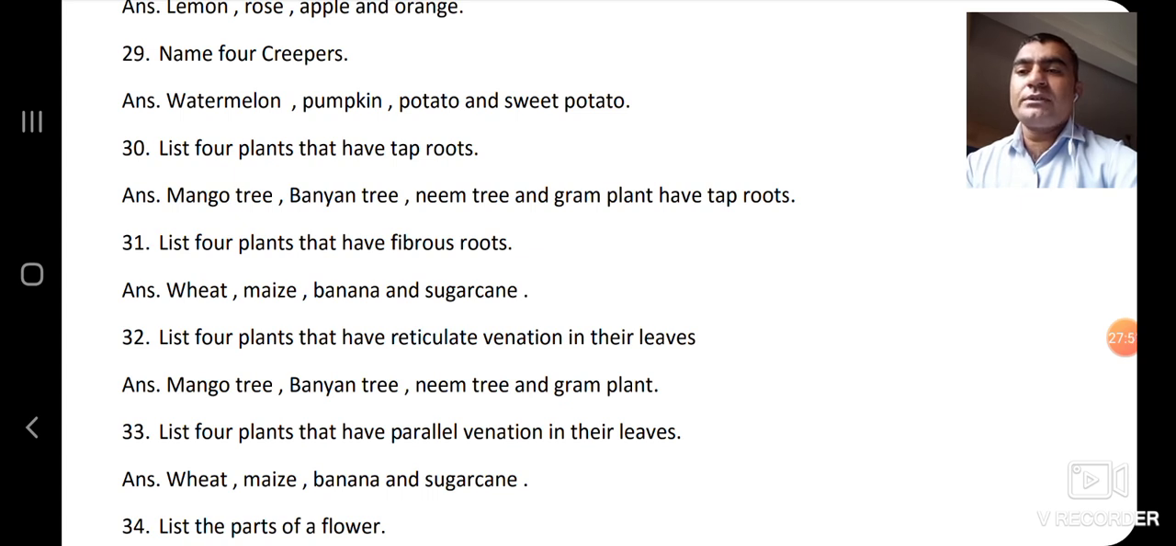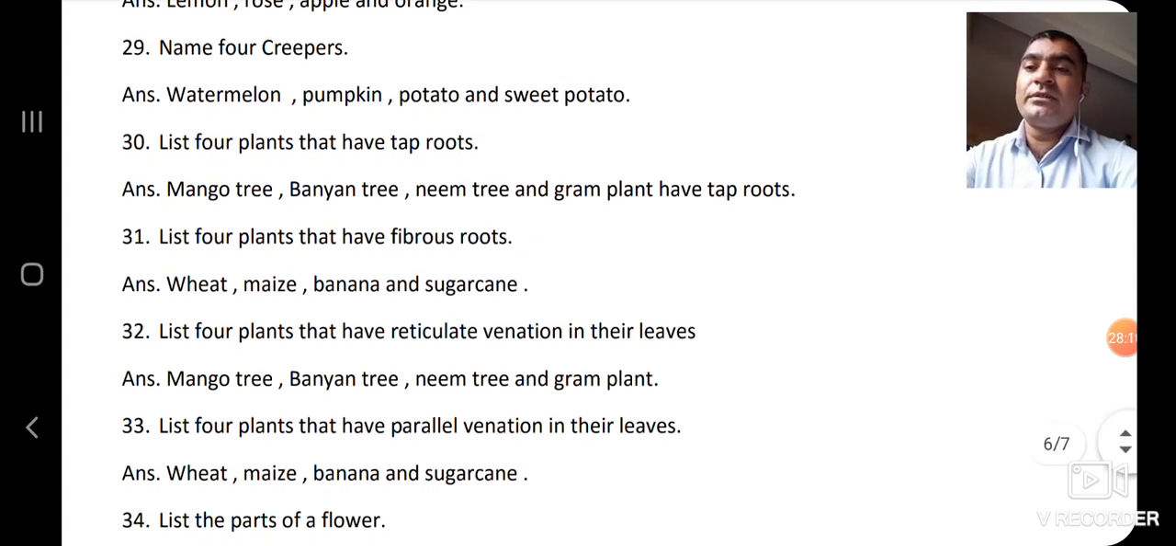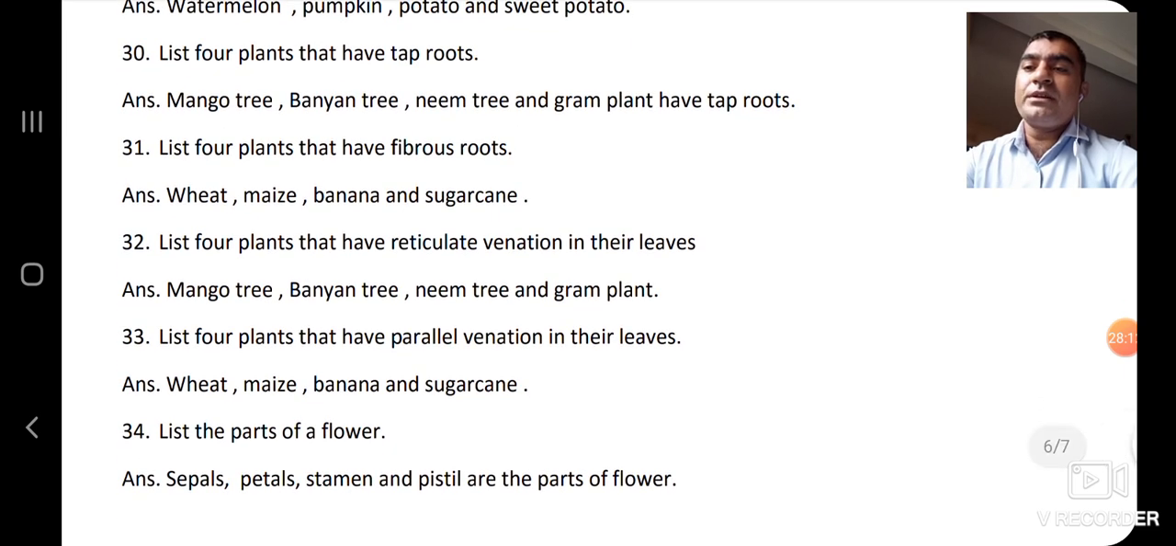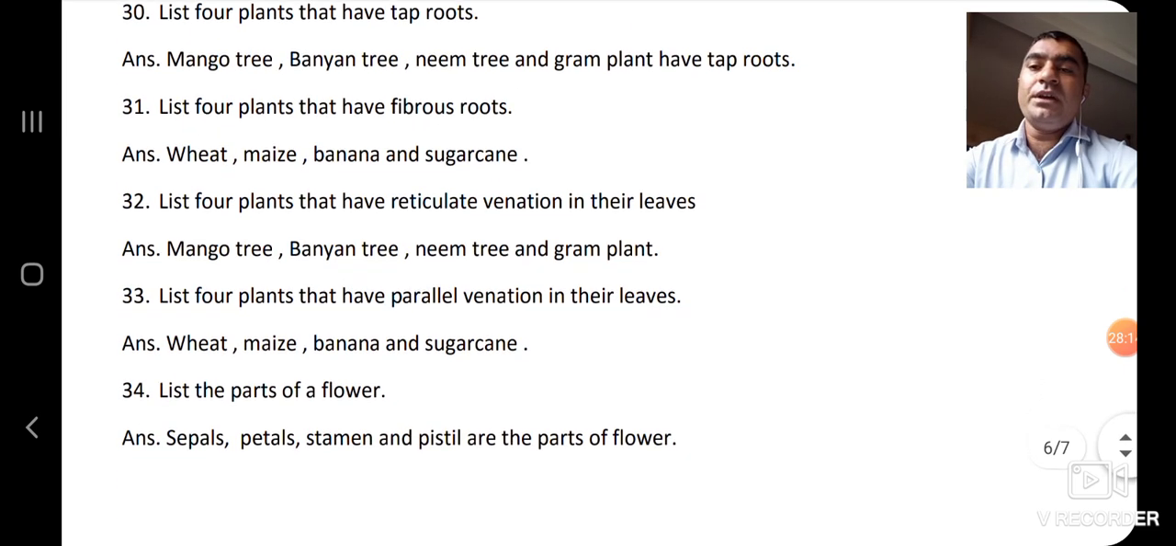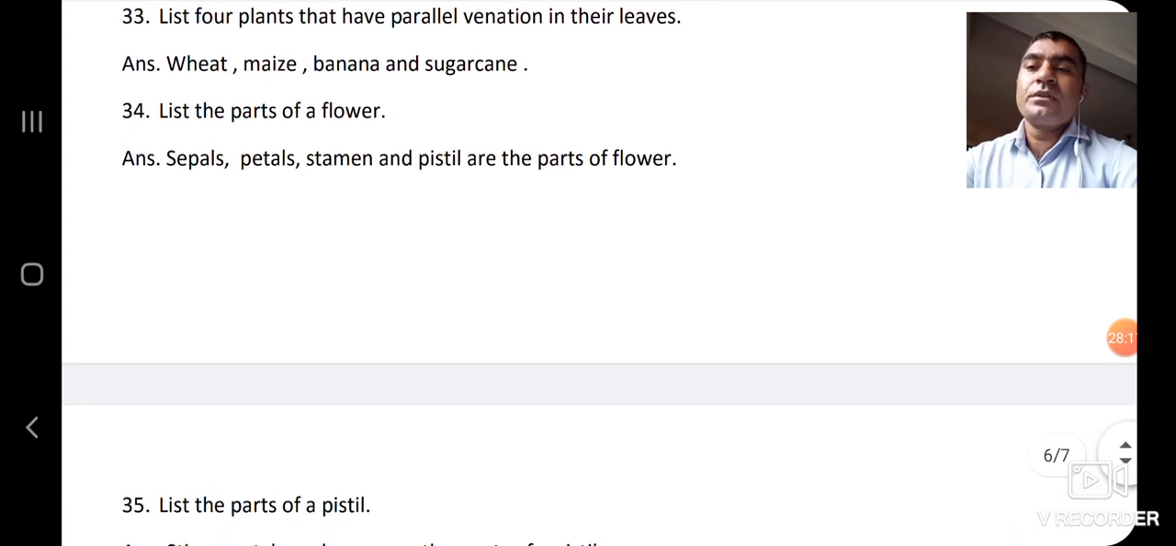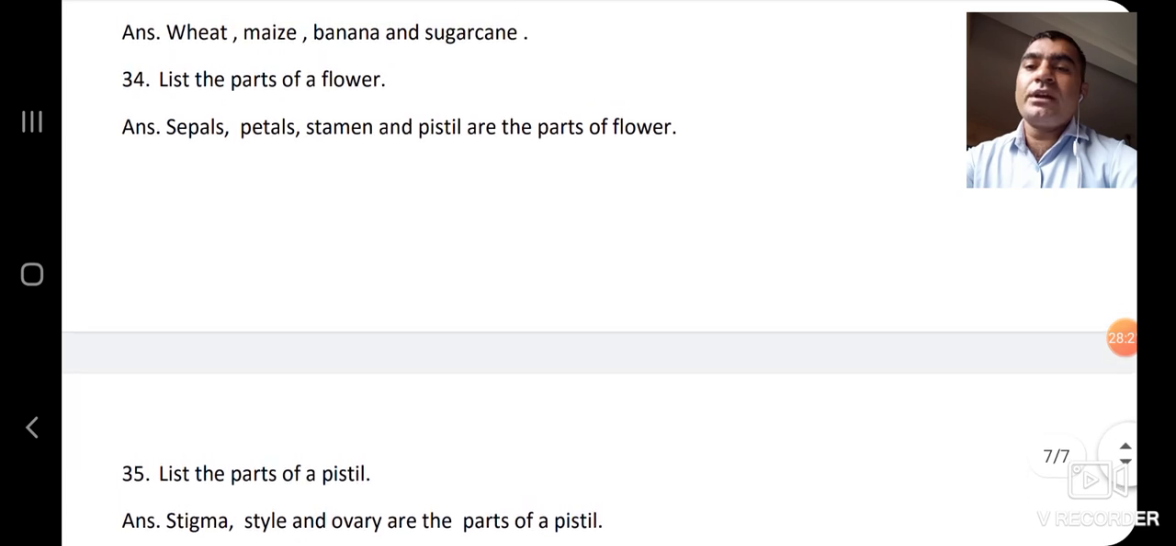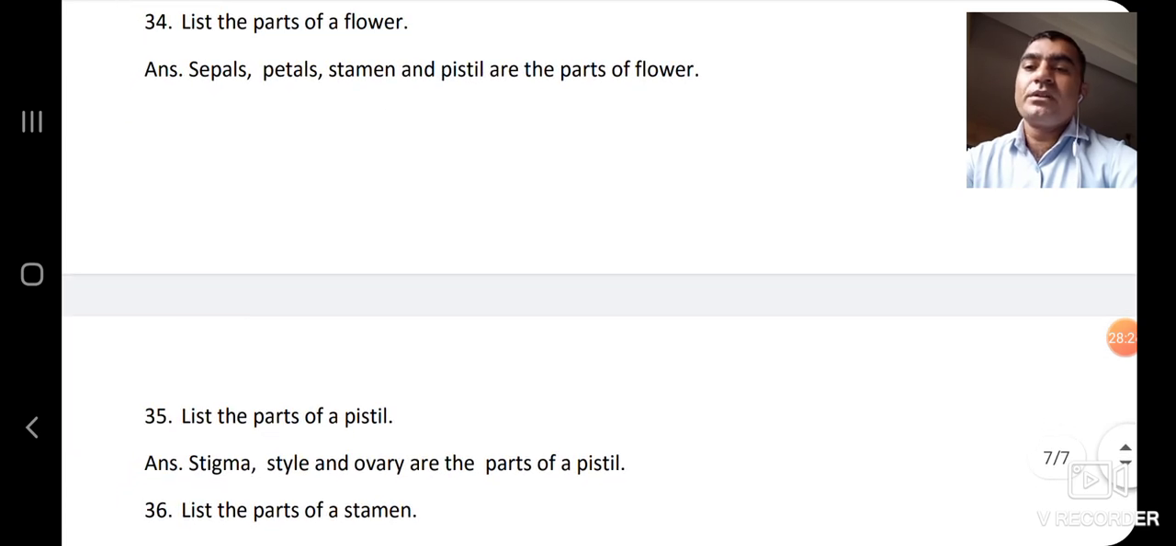The next question we have is, list 4 plants that have parallel venation in their leaves. So, I have written the answer wheat, maize, banana and sugarcane. So, for this question also you can write any 4 plants which have parallel venation. Now, the 34th question is, list the parts of a flower. Sepals, petals, stamen and pistil are the parts of a flower. List the parts of pistil. Stigma, style and ovary are the parts of pistil.